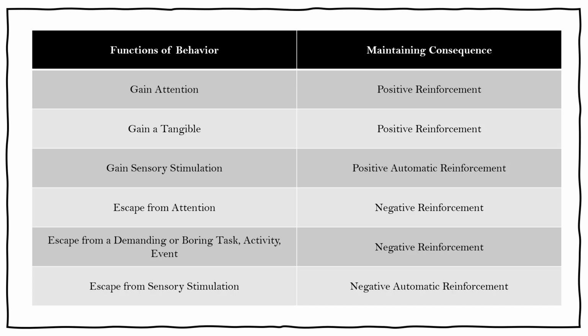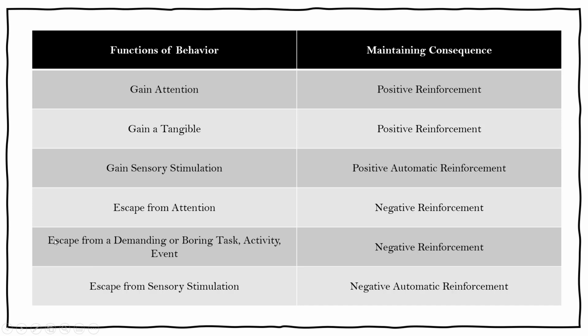So that maintaining consequence would be positive automatic reinforcement. A kid can also engage in challenging behavior to escape from attention, and this would be negative reinforcement. That would be the maintaining consequence. So maybe the kid is getting attention from a teacher or peers, and it's aversive. So the kid engages in a problem behavior to escape from that attention.